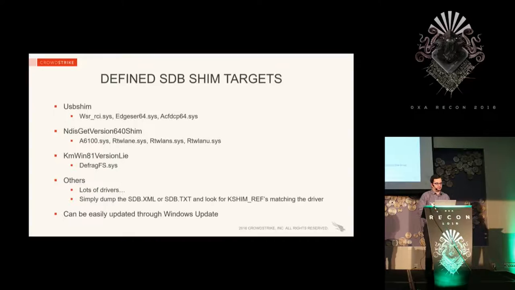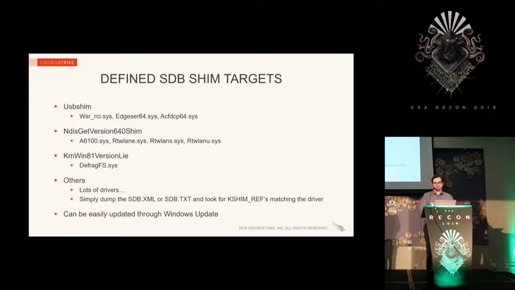So just a few examples here: USB shim hooks WSRRCI.sys, EdgerSIR64.sys, ACFDCP64.sys. So those driver vendors are doing something wrong, and USB has to come in and fix them up. NDIS get version 6.4 shim, there's some Realtek drivers in there. KM Win81 version lie, something called defragfs.sys in there. And there's other shims which are, again, loaded by, shimmed by other things.